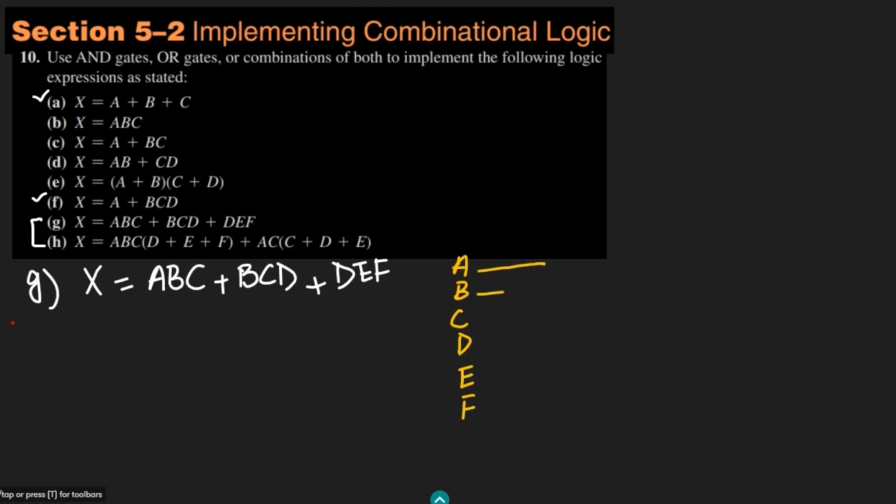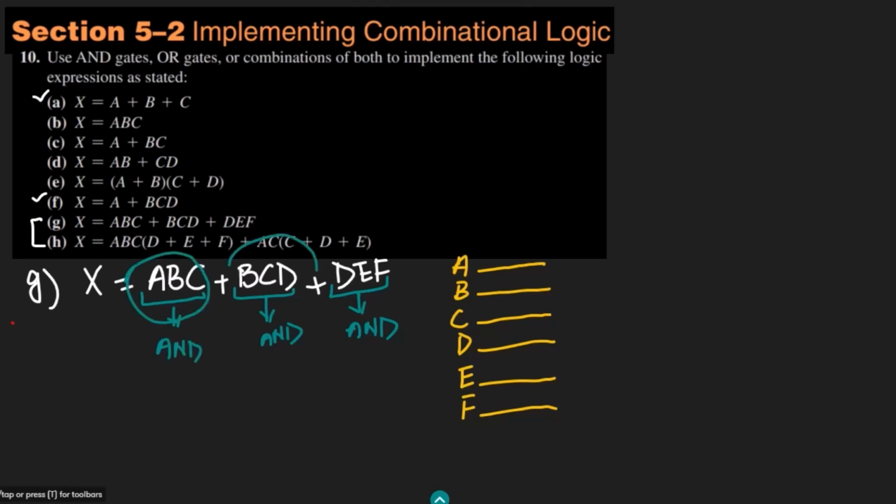So the input lines are here, and we have 6 inputs. What are the operations I have to perform here? We can see that DEF will be multiplied together, and the first gate here will be an AND. BCD will also be multiplied together, and here I will have an AND gate as well, and ABC is also multiplied together, and here I will have this AND gate. At the end, these blocks will be combined together by using a single OR gate.